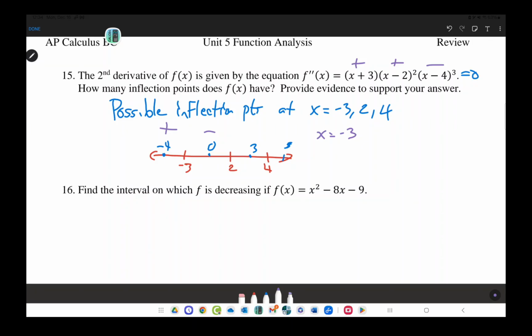So we have x equals -3. That's an inflection point. So we're going to test 3. If I plug in 3, I get positive, positive. Still negative here. So that's going to be negative still. So 2 is not an inflection point. If I plug in 5, I get positive, positive, positive, which means -3 and 4 are inflection points, because f double prime of x changes signs.